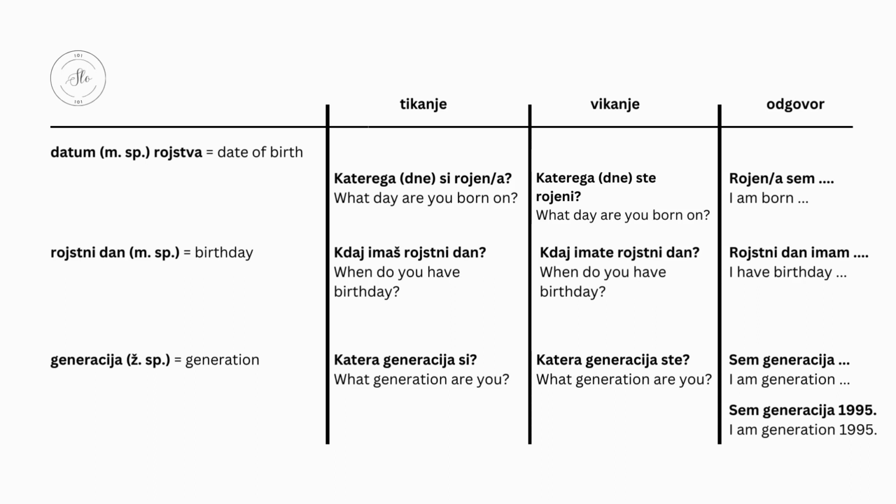If you use the word dan, which is day, in the question, you can answer the question with the name of the day, like Monday, Tuesday, and so on. However, this question is more so about the date of birth. So, if someone asks you, katerega si rojen, you can then reply, rojen sem, if you're a man, or rojena sem, if you're a woman, and add the date of your birth.